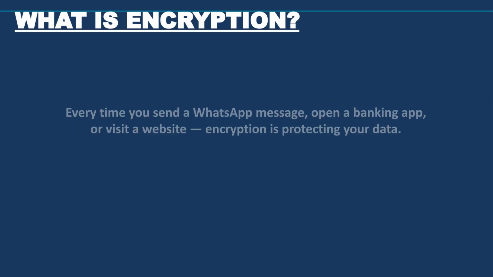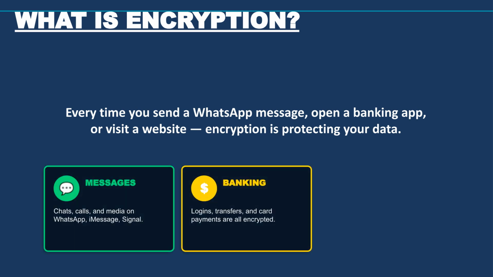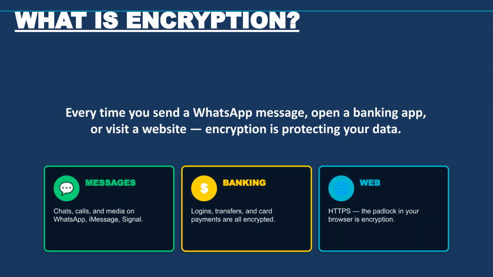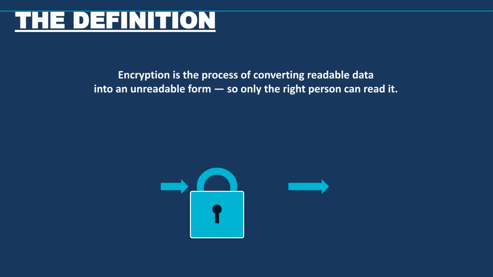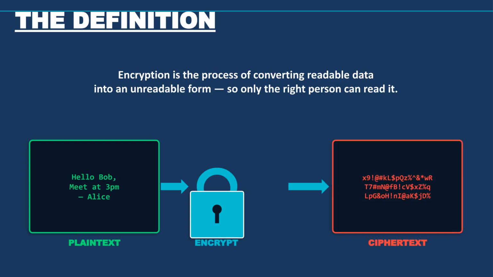Encryption is all around you. Every time you send a message, access a banking app, or visit a secure website, encryption is working to protect your data. Encryption is the process of converting readable data, called plaintext, into an unreadable form called ciphertext, so that only the intended recipient can read it.